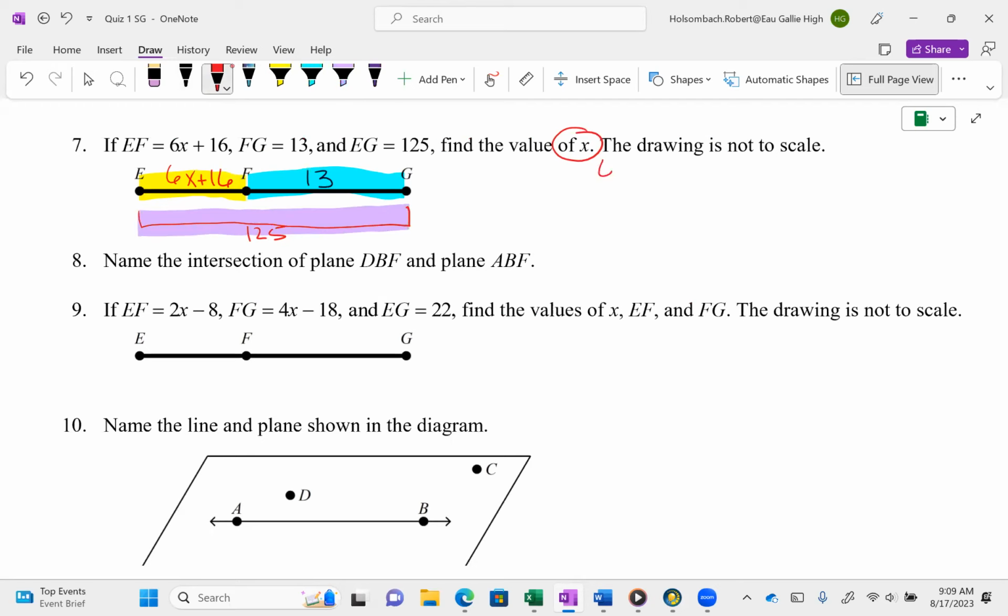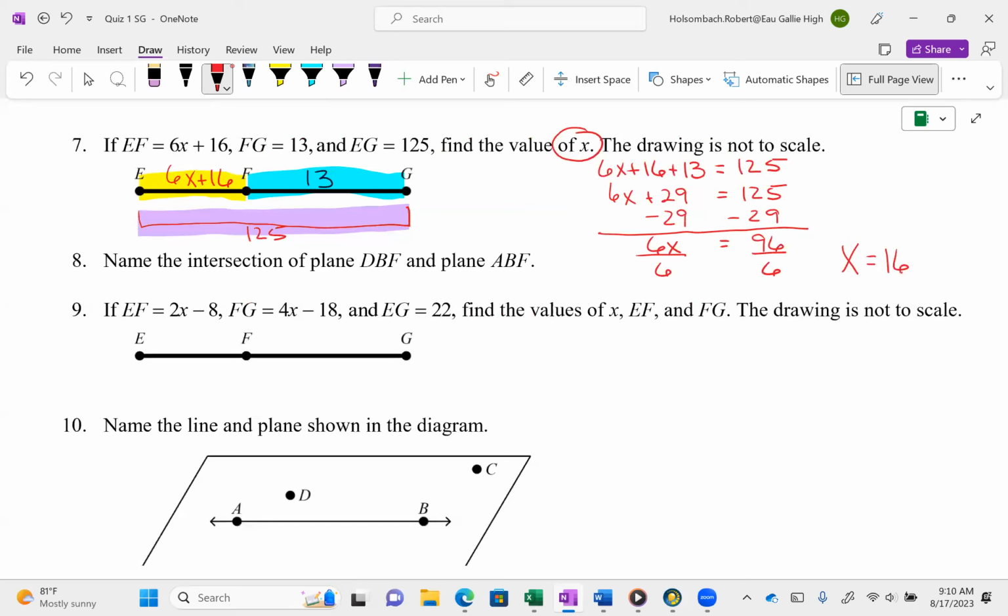So we're going to go with 6x plus 16 plus 13 equals 125. So now we're going to combine the 16 and the 13. So 6x plus 29 equals 125. We can subtract 29 from each side. So 6x is going to equal 125 minus 29, 96. And then we're going to divide each side by 6. And x is equal to 16.